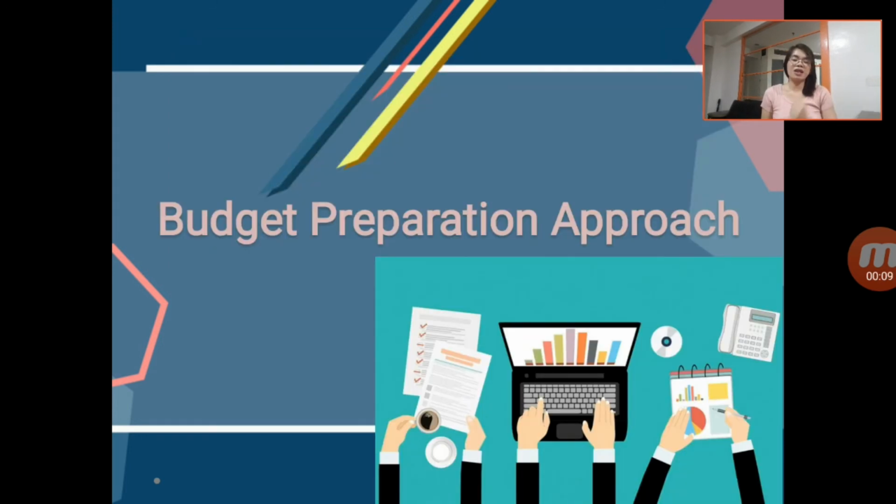Next topic is the budget preparation approach. Paano ba sila nag-come up sa ganitong certain amount of budget para sa ganito, para sa ganyan? So we do have two effective approaches that can be used when preparing a budget. It includes the historical approach and the zero-based approach. So let's start with the historical approach.